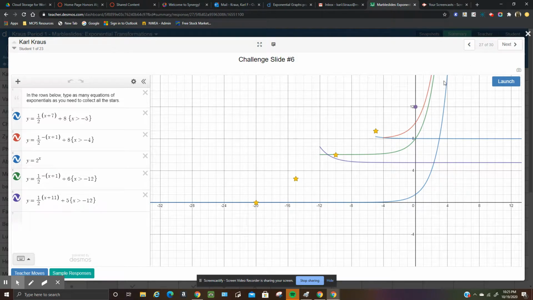And then 27, use the ramp idea again. So it's going to ramp up here, and then go off of this ramp and hit these. All right, so I used 5 equations there in order to collect all the stars there.